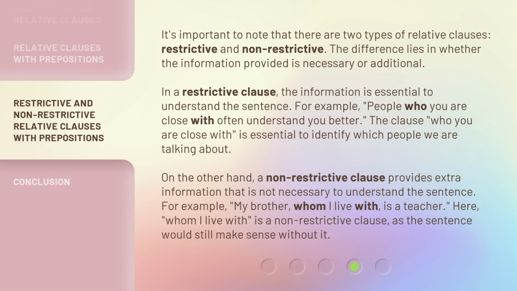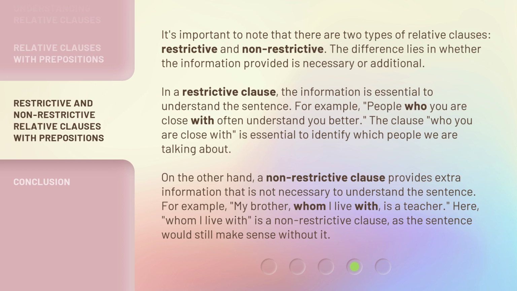It's important to note that there are two types of relative clauses, restrictive and non-restrictive. The difference lies in whether the information provided is necessary or additional. In a restrictive clause, the information is essential to understand the sentence. For example, people who you are close with often understand you better. The clause, who you are close with, is essential to identify which people we are talking about.